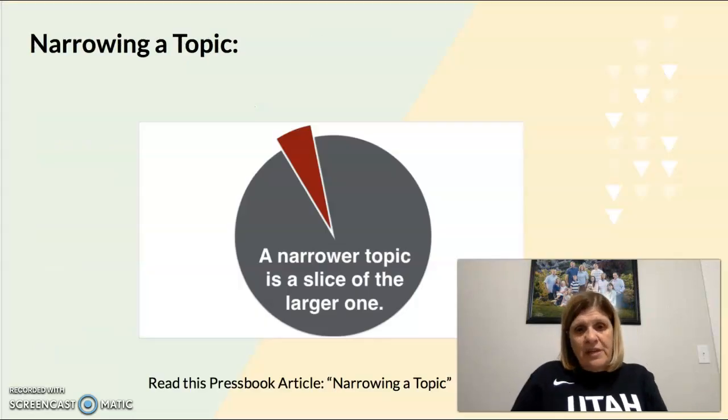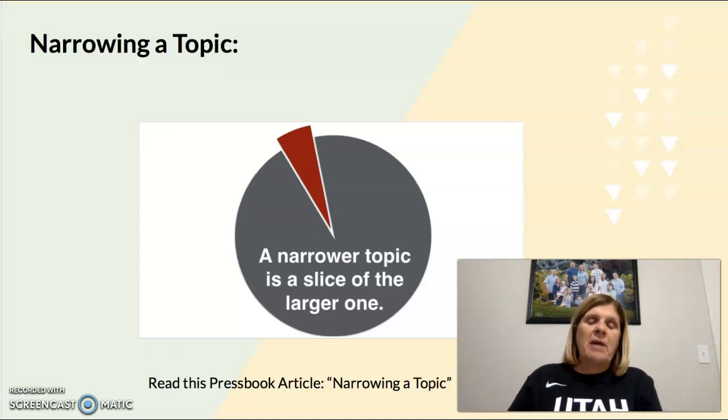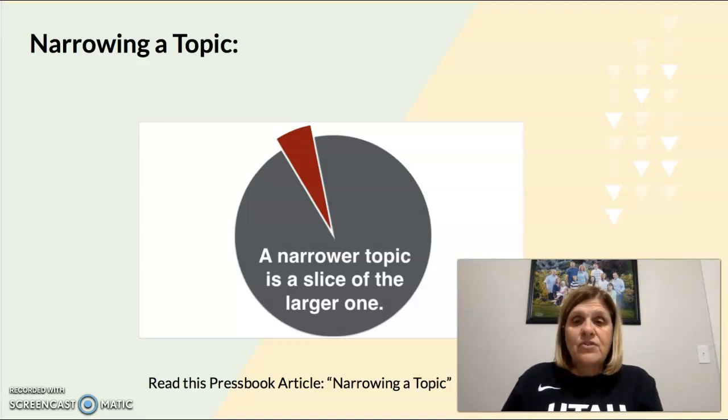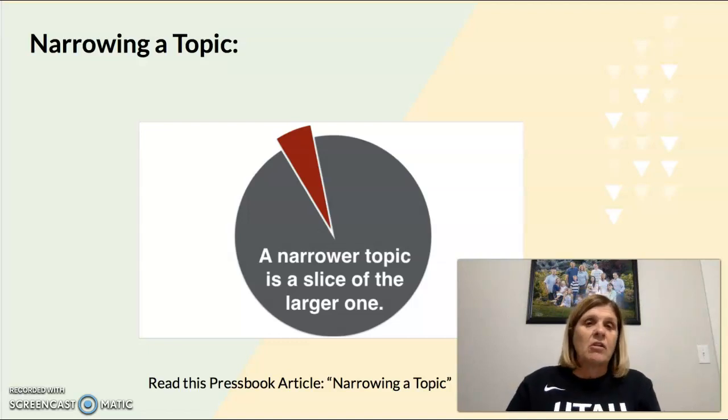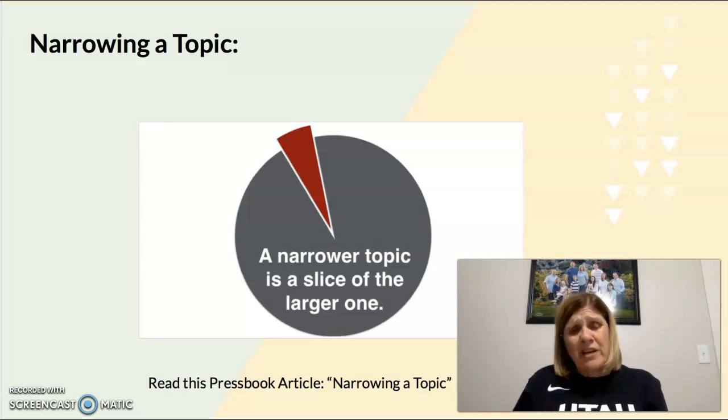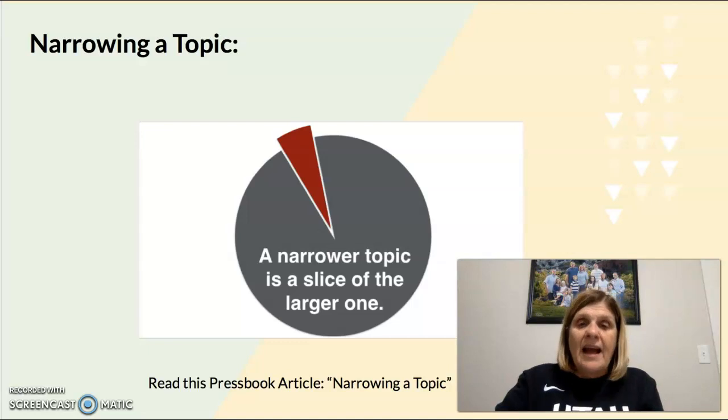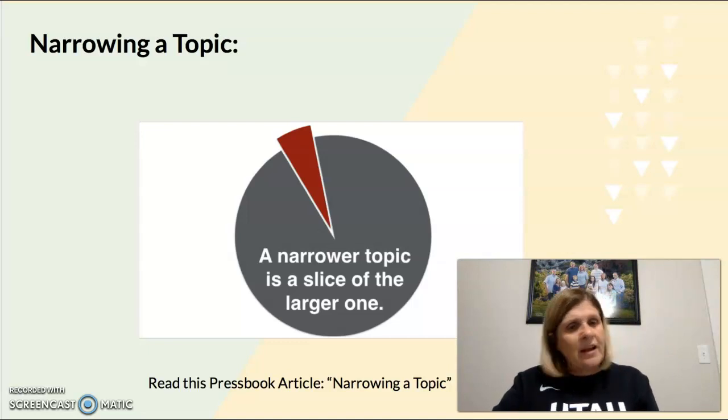The next thing that we are doing in class is learning how to actually narrow a topic. Ohio State, in their Pressbook articles, wrote an article about this. It's entitled Narrowing a Topic. You can see that the pie is a good illustration of the concept. We talked about poverty. You've learned a little bit about poverty in today's lesson, but for a research paper, you don't want to cover the whole pie. You just want an excerpt of it, a small portion of it. So open up this article and learn how to narrow topics for college writing.